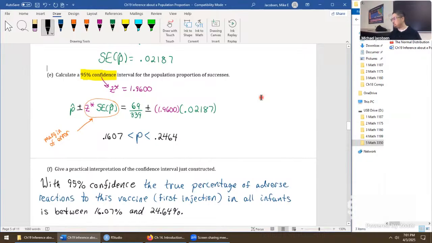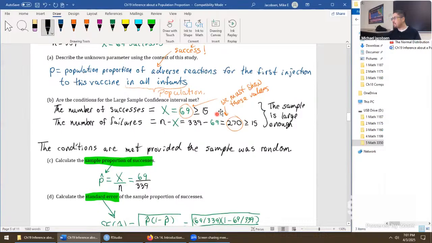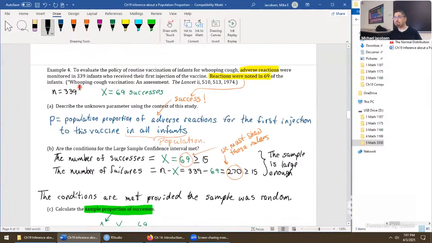Okay, now another concept about this, just like in chapter 17, is that sometimes the conditions are just not met. Sometimes they're very, very hard to meet. If we're studying something where the value of P is really close to 0, or maybe really close to 1, getting your successes and failures above 15 could take a sample size that's gigantic, and that could be too costly to even do that study.